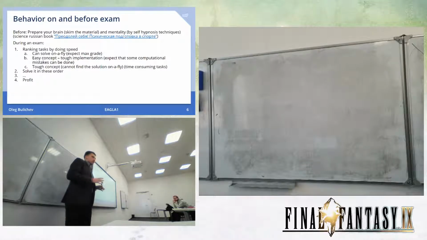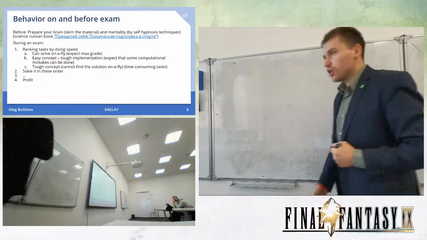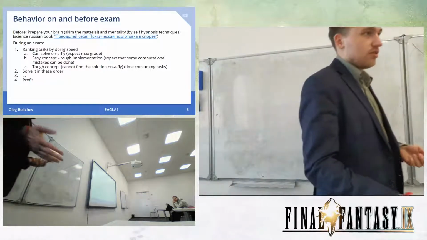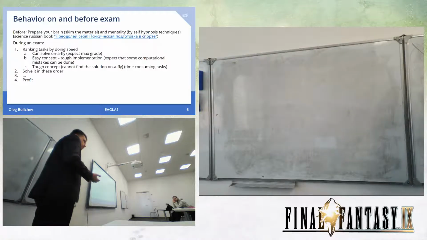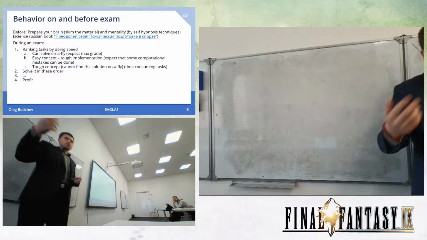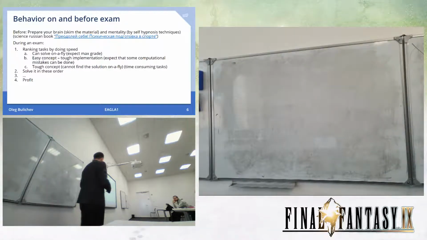So brain, in karate, it means that you train some punches, kicks, and so on. In our case, you need to skim material. For instance, in the morning, open your notebooks, open your slides, and just skim it. Skim means просмотреть, просто глазами пробежать, because you already know this material.